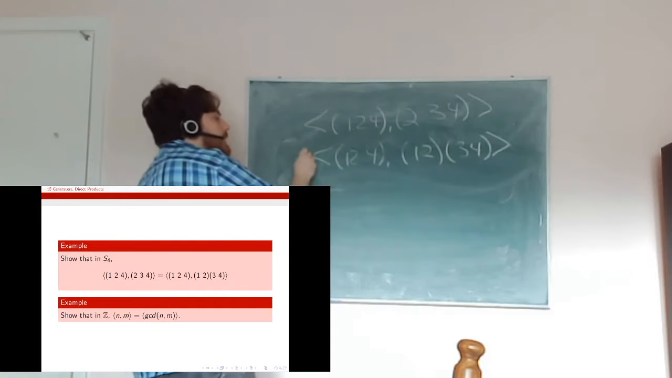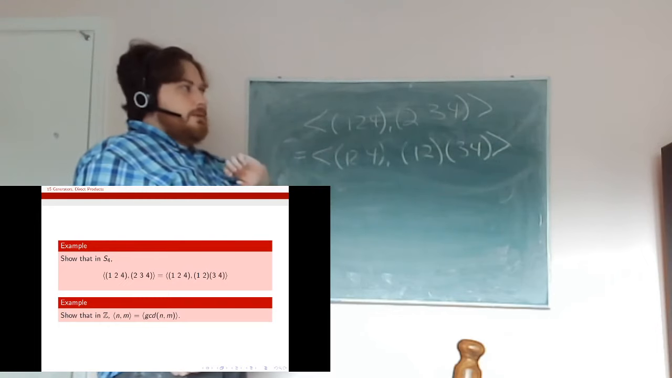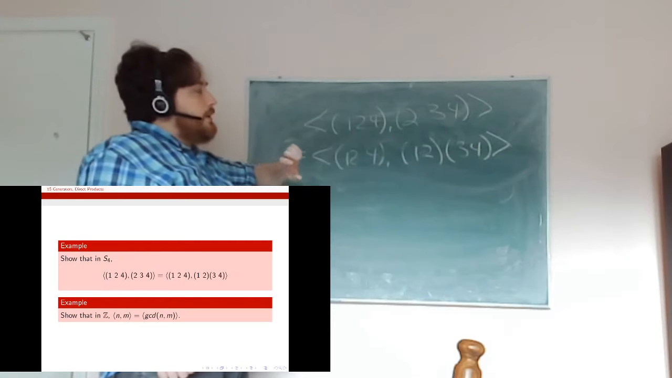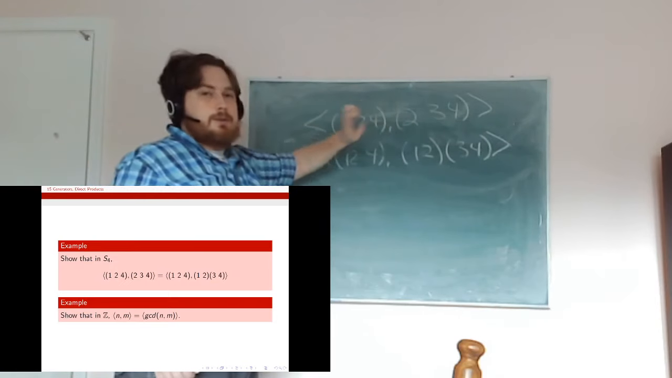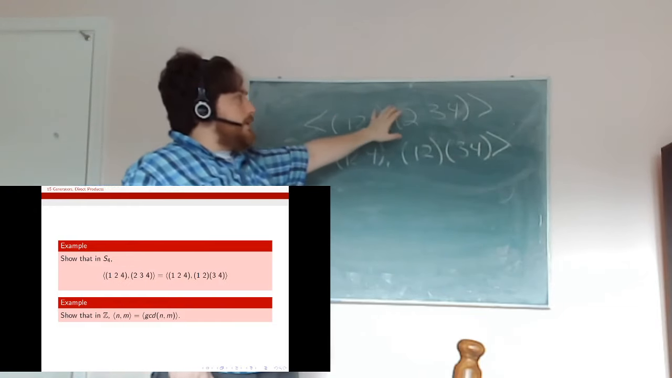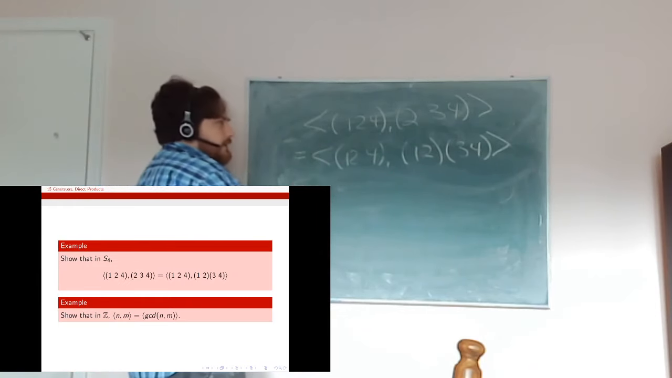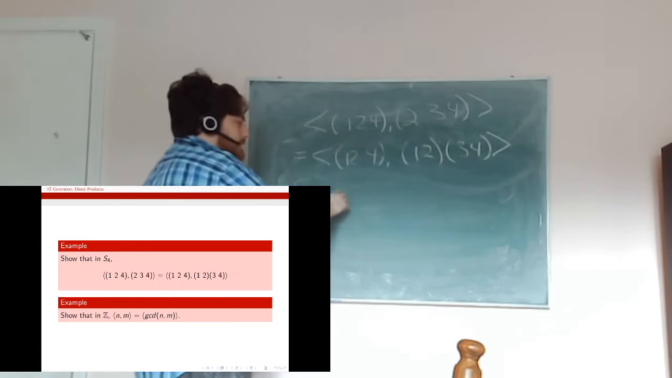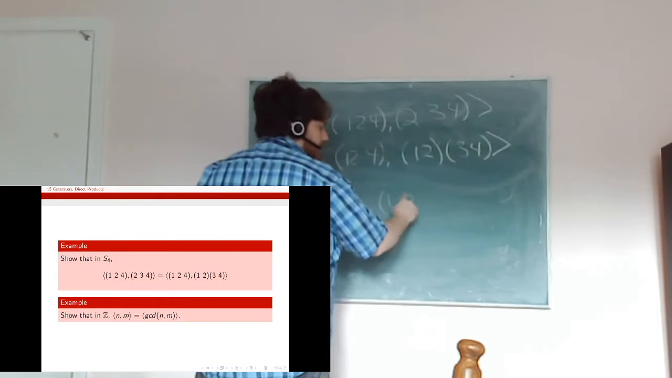So if I want to show these are equal, I don't have to make a full Cayley table. However, if you want to make a full Cayley table, you can. I just have to show the generating elements are in the other group. So if I want to show this direction, I have to show that this is in here and this is in here. Let's start with the easy one.